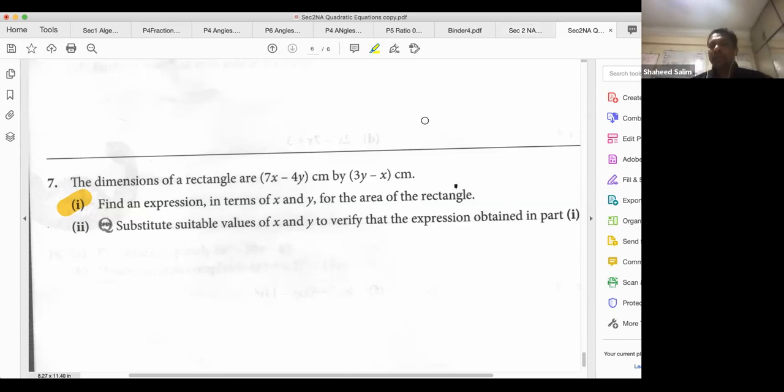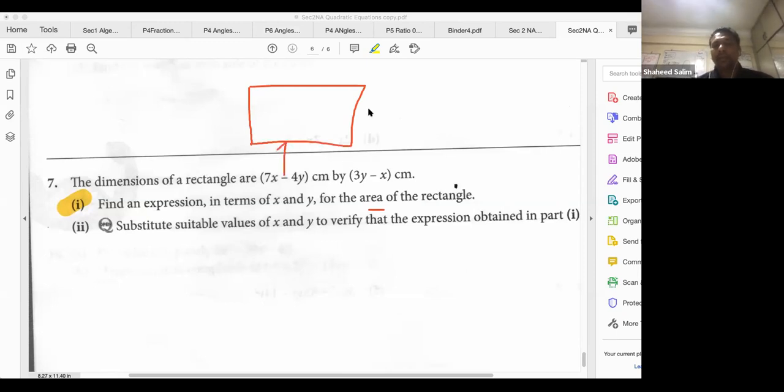Ryan, very simple. You know how to do this one? You draw a rectangle first. They want you to find the area. So one is length, one is breadth. You label the length and the breadth, let's say, and just times them. You just expand. That's all you need to do, right? And they'll give 2 marks.